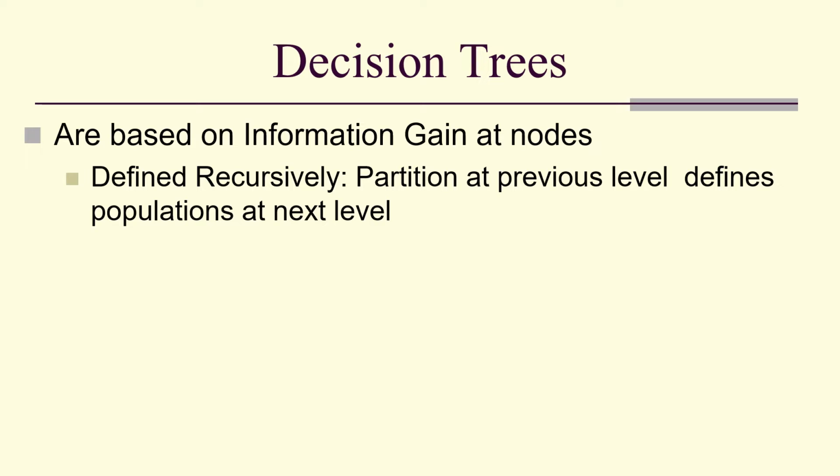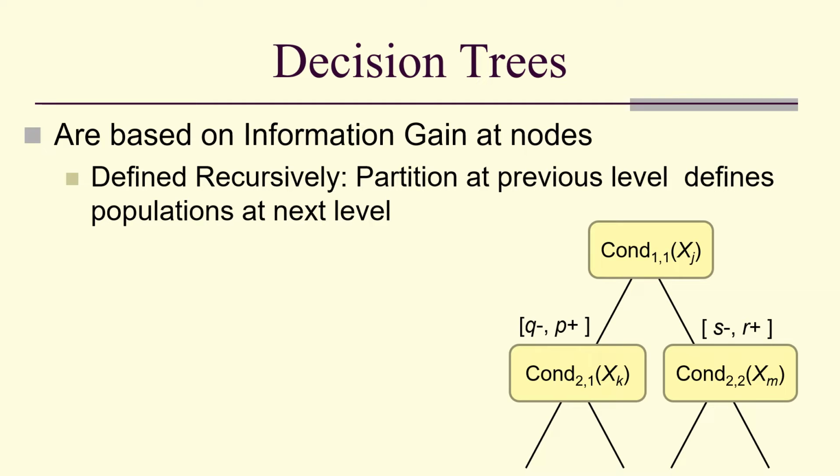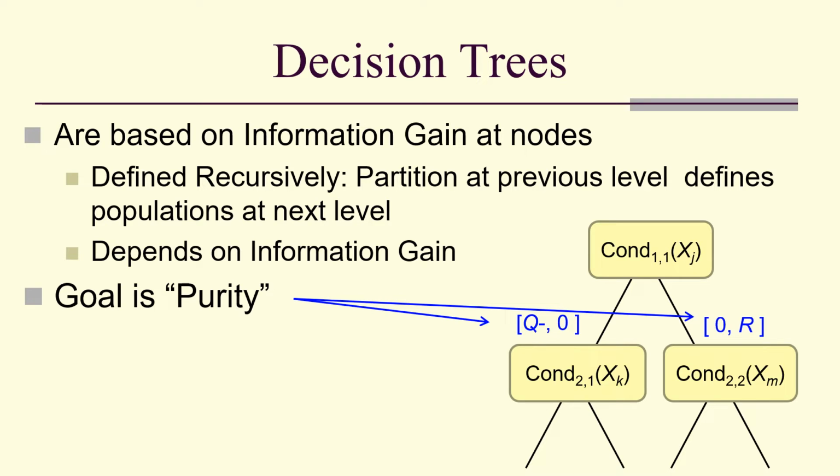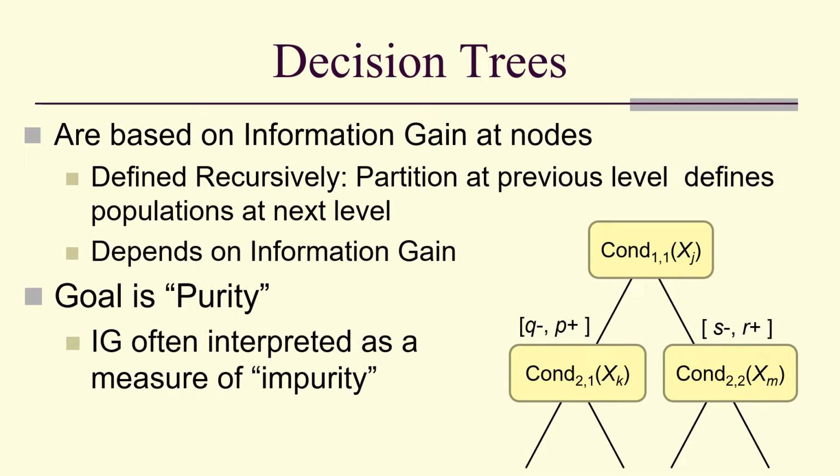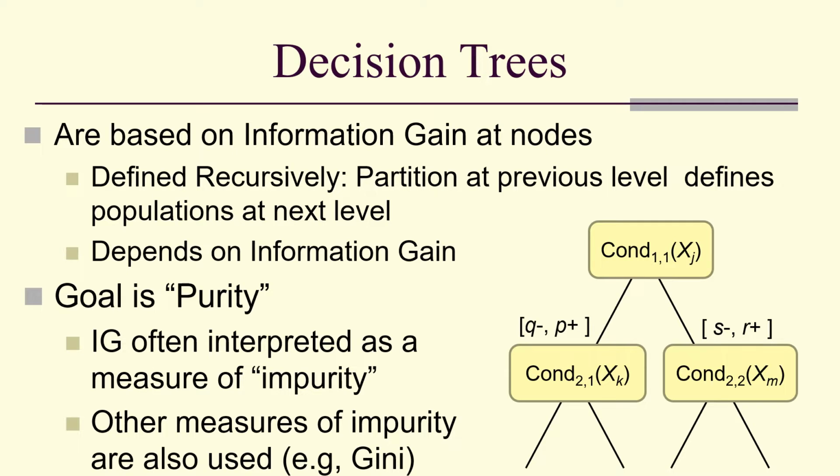They're defined recursively. You partition at the previous level, which defines populations at the next level, and then you end up with these conditions, these decisions, and which is the best decision is based on information gain. Your goal is purity. The information gain is often interpreted as a measure of impurity, and there are other measures of impurity, for instance, the Gini coefficient.